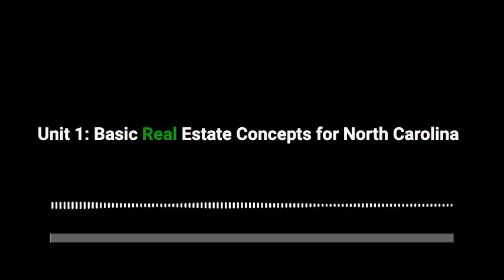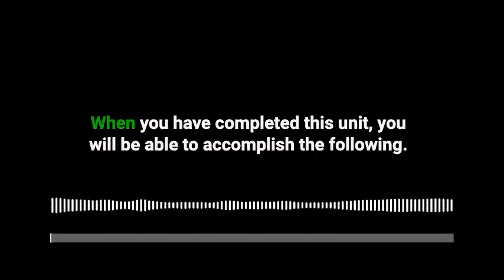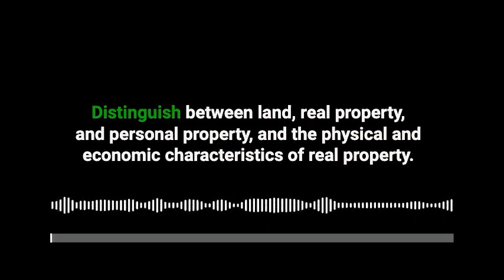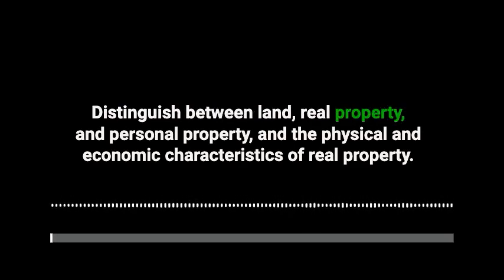Unit 1: Basic Real Estate Concepts for North Carolina. Learning Objectives. When you have completed this unit, you will be able to accomplish the following. Distinguish between land, real property, and personal property, and the physical and economic characteristics of real property.